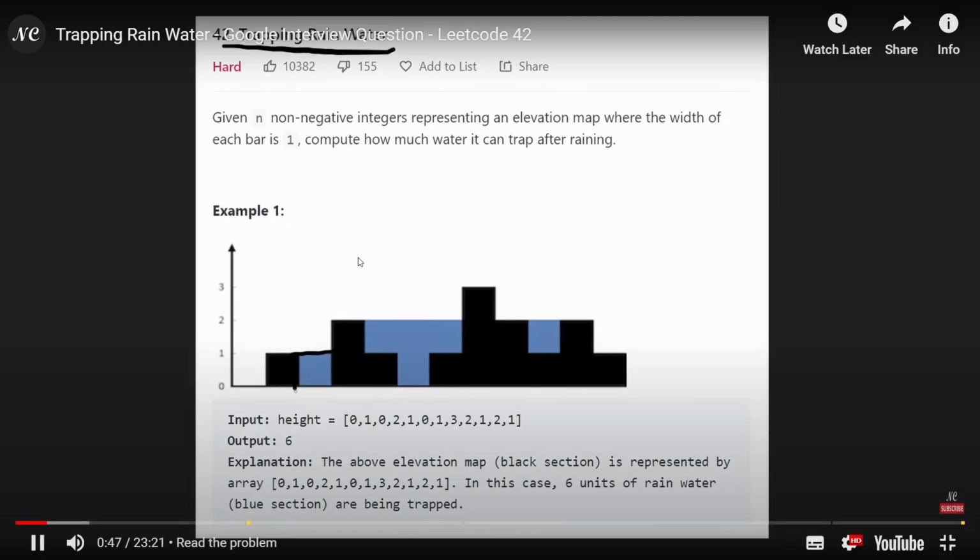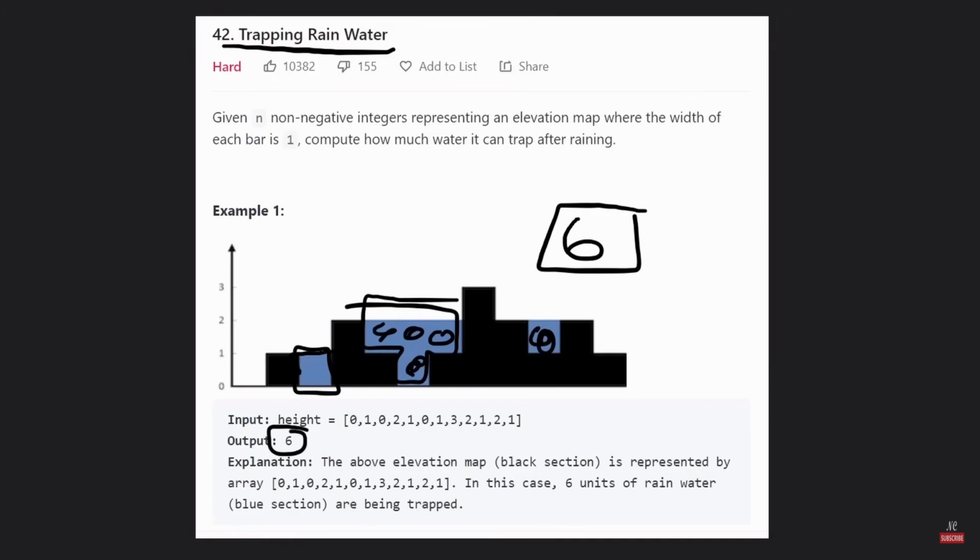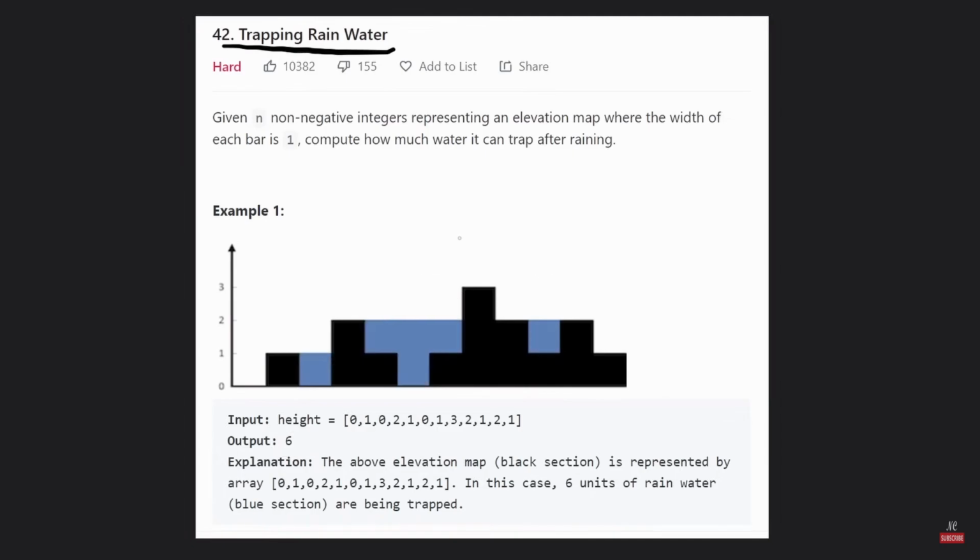So you can see this is 1 unit right over here. This is roughly 4 units, right? 1, 2, 3, 4. And then this is another one, right? So when you count all of those, you get a total of 6 squares. So the output is 6. This can trap a maximum of 6 blocks of water. So with a picture, it's pretty easy, but how do you know, right?